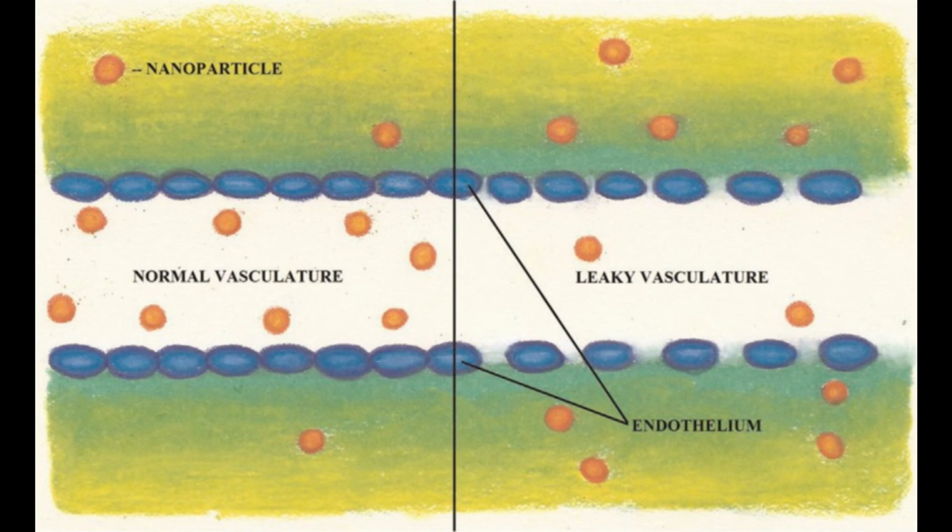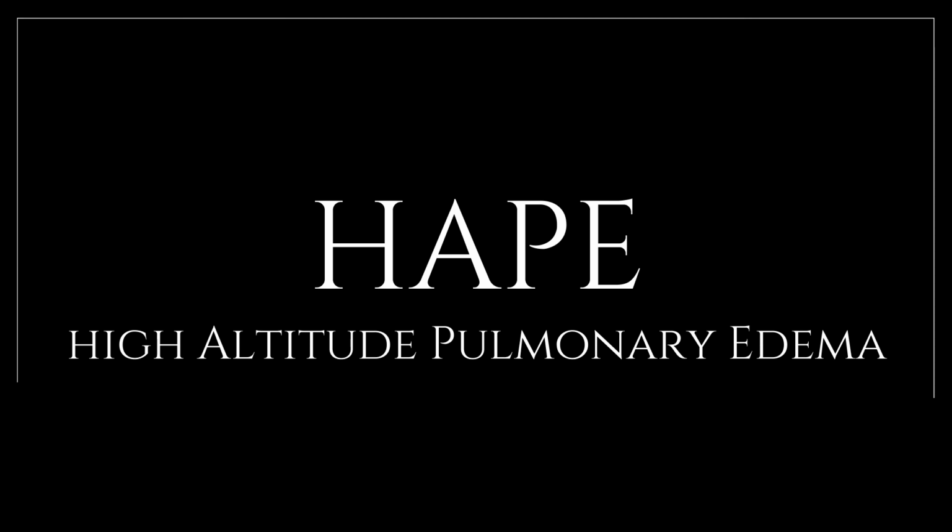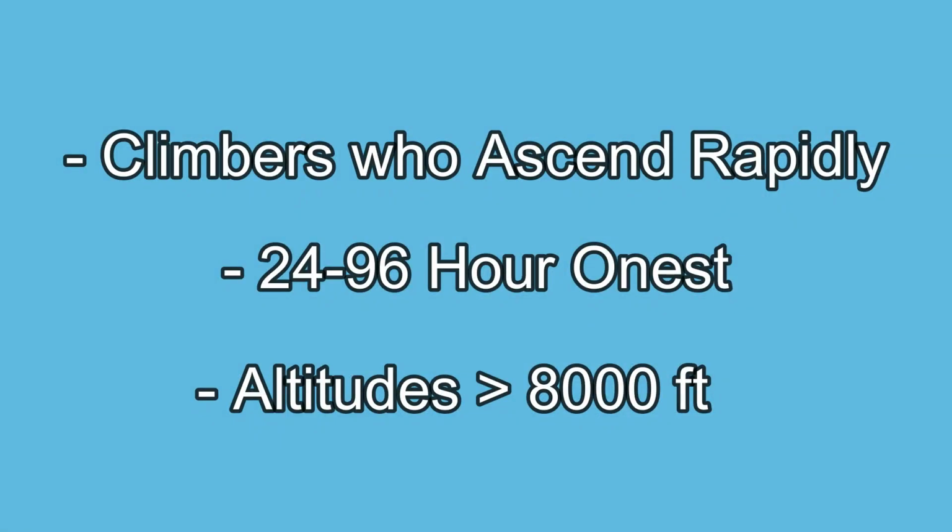So first up, we have HAPE, high altitude pulmonary edema. It's caused when we have climbers who climb rapidly and start developing hypoxia. Usually happens within the first 24 to 96 hours of climbing, and climbers who go up above 8,000 feet.